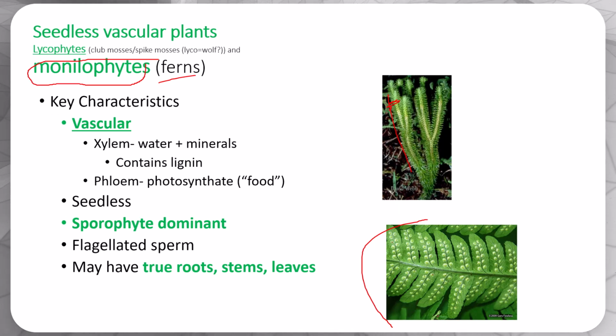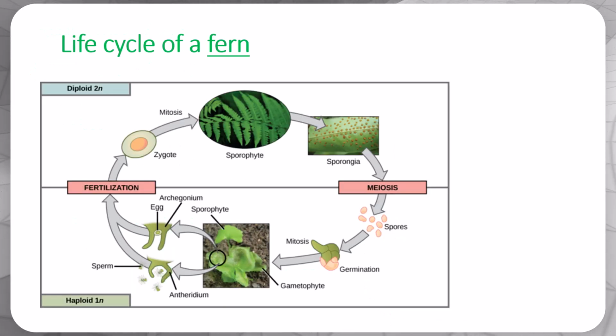But unlike moss, the ferns are sporophyte dominant, and since they have vascular tissue, they can have true roots, stems, and leaves. So here's that life cycle of a fern. If we start with what actually looks like a fern, the kind of leafy looking part here, that's the diploid sporophyte generation. On that sporophyte, there are these little sori, which produce the spores in sporangia. Those spores are produced by meiosis, so we go from diploid to haploid spores.